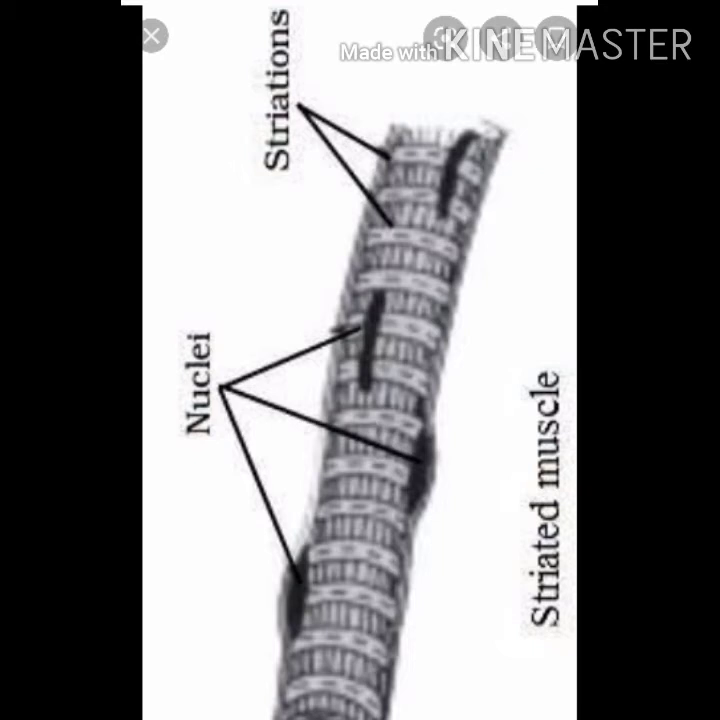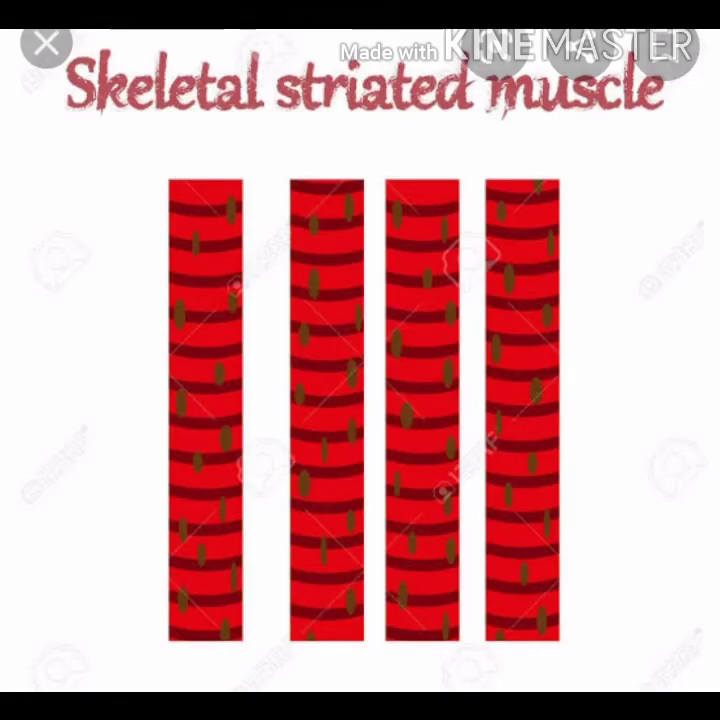When we look at the structure of the striated muscles, we can see they are elongated, cylindrical and unbranched. There is no branching. Over these striated muscles we can see alternate light and dark bands. These light and dark bands are called striations. That is why it is named striated muscle. In a single fibre itself, we can see a number of nuclei. That is why it is multinucleated.